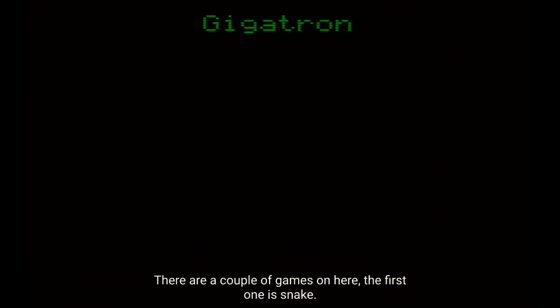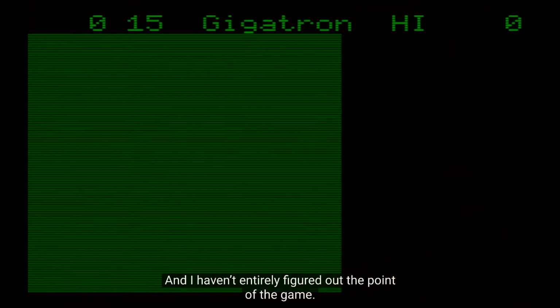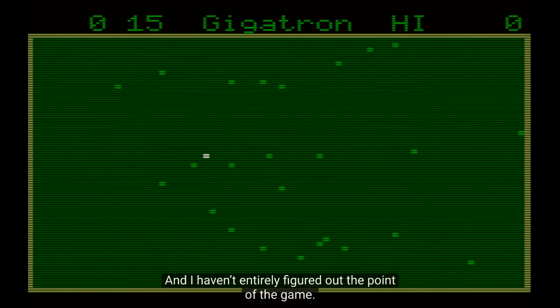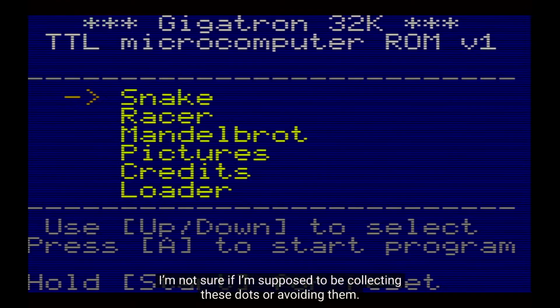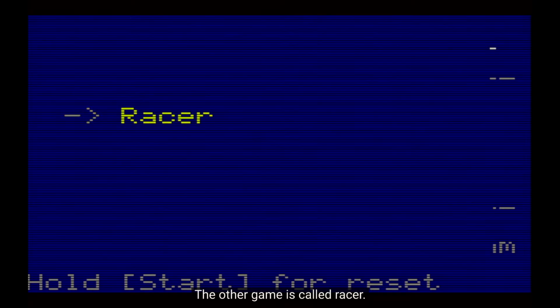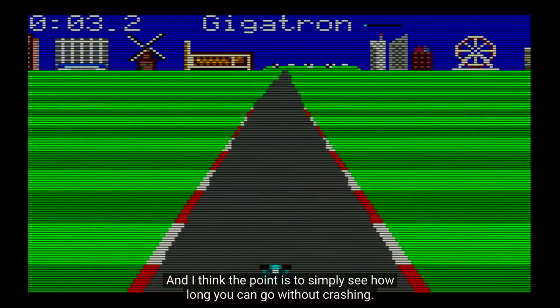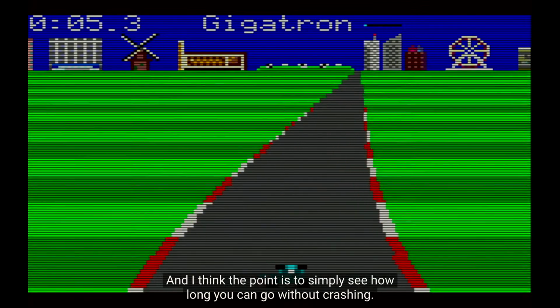There are a couple of games on here. The first one is Snake. And I haven't entirely figured out the point of the game. I'm not sure if I'm supposed to be collecting these dots or avoiding them. The other game is called Racer, and I think the point is to simply see how long you can go without crashing.